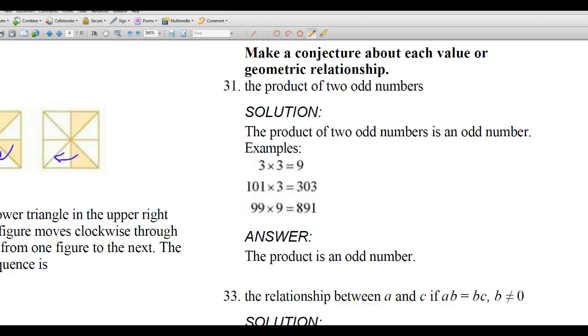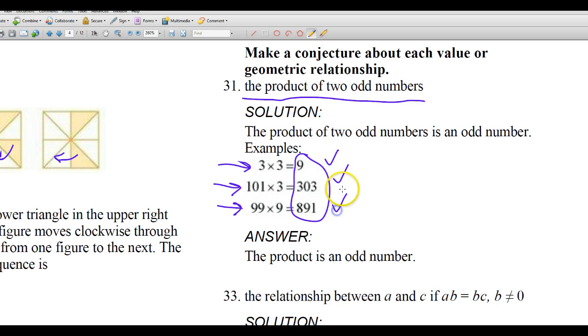For 31, we want to make a conjecture about each value or geometric relationship. So we want to conjecture about the product of two odd numbers. So once again, we want to test specific cases. So we want to multiply two odd numbers together. 3 times 3 equals 9. 101 times 3 equals 303. 99 times 9 equals 891. And we observe the product that we get here. So in each of these cases, we get an odd number. So then we can say that the product of two odd numbers is an odd number.